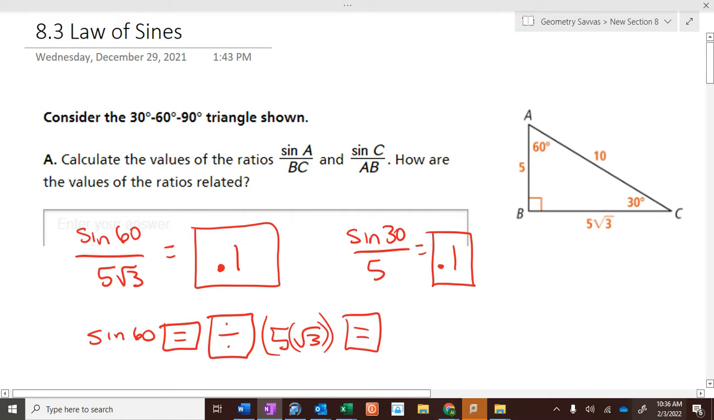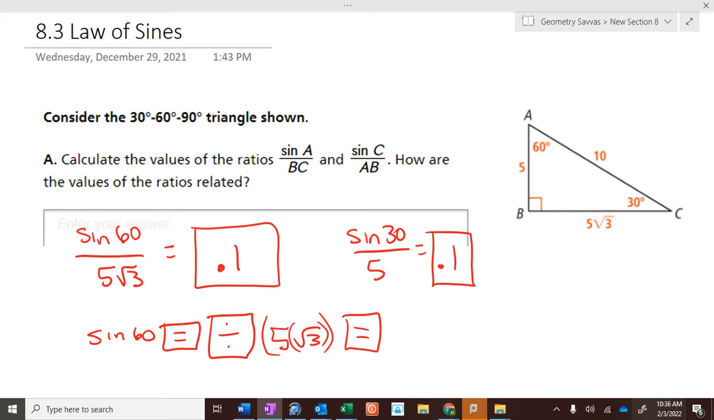Did you get 0.3? I got 0.1. So you need parentheses in there. Yeah, that's why I got 0.3 the first time. Yep. We need to do parentheses.